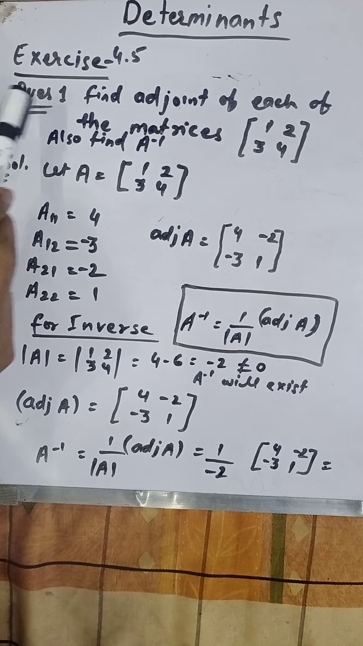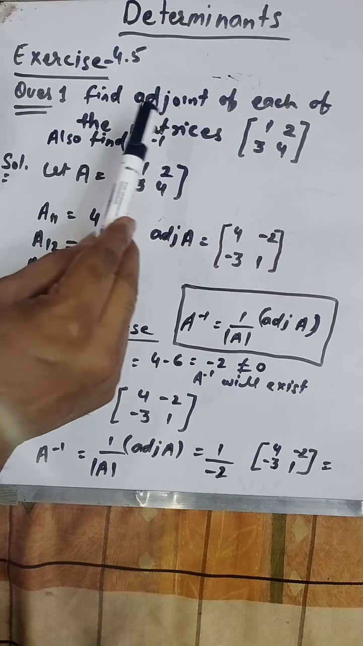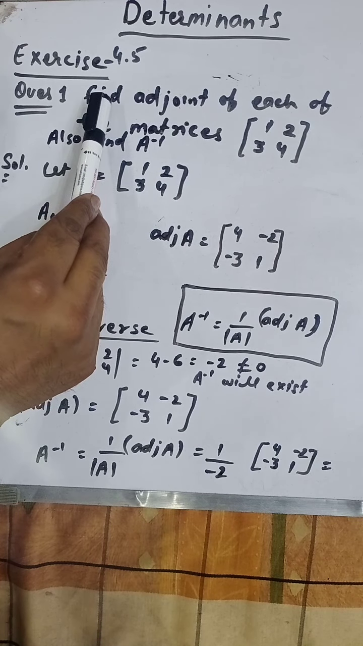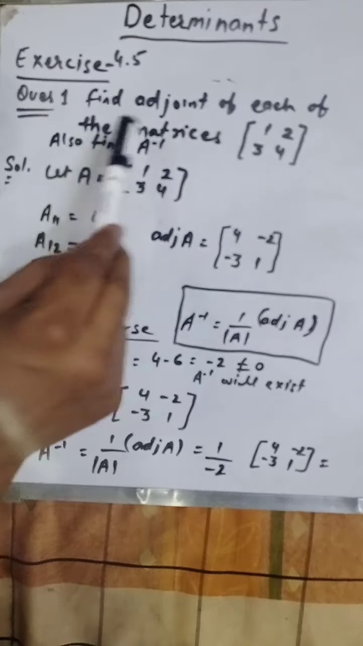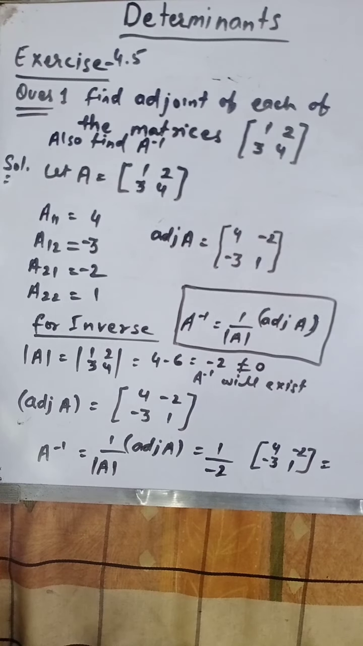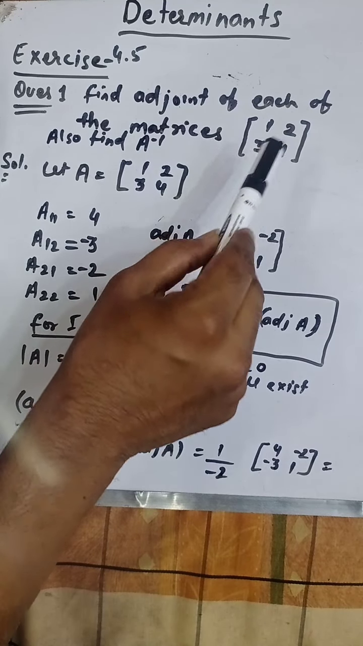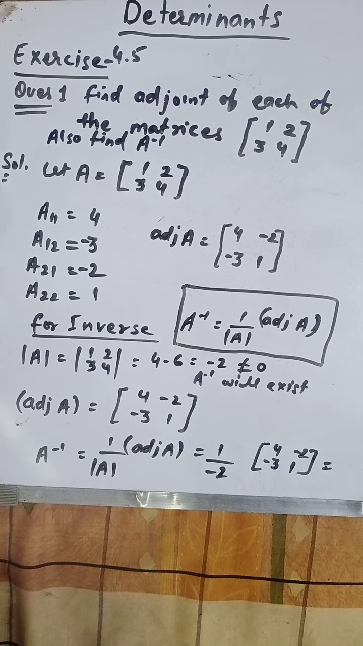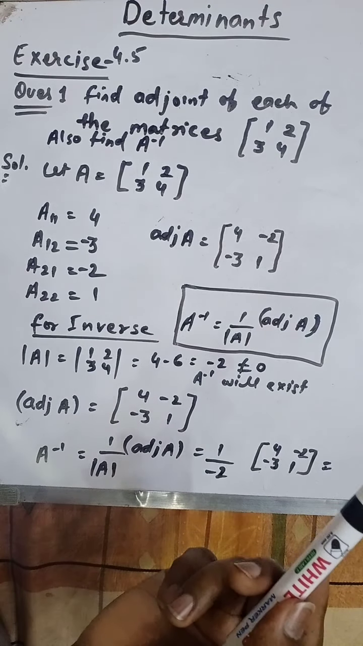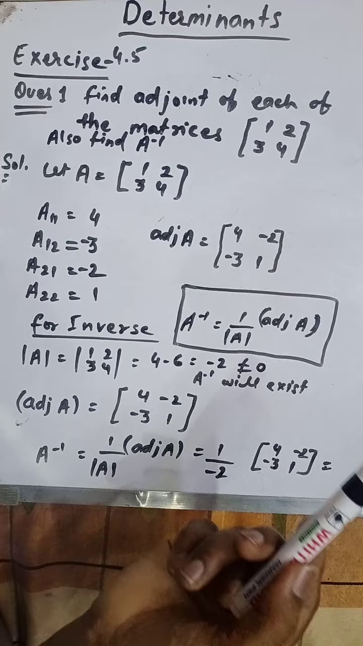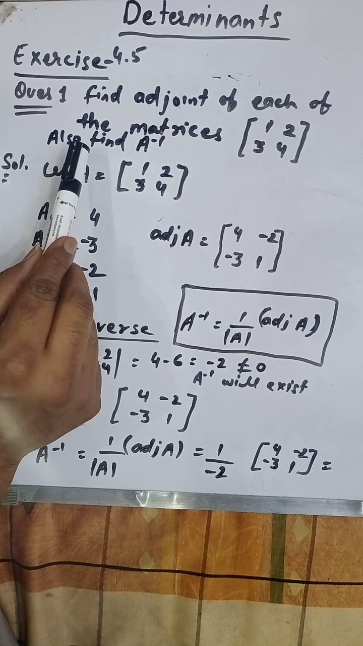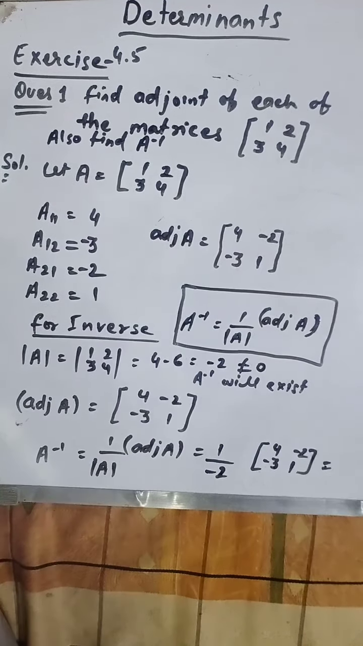Okay, so this is question number 1 of exercise 4.4.1. So I'm reading the question first. Find the adjoint of each of the matrices, this one. Okay, so first I'm taking this example. Then we will take the next example of a matrix whose order will be 3 by 3. Fine. So here we also have to find out the inverse of this matrix.